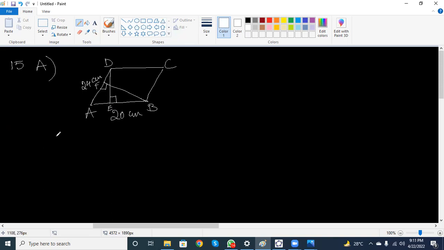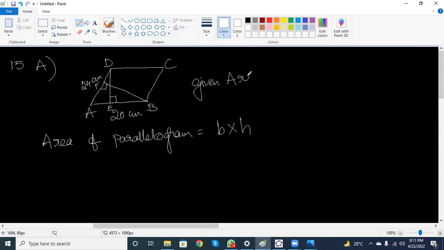We all know area of a parallelogram. What is area of a parallelogram? Area of a parallelogram is equal to base times height. They have given area is 480 centimeters square. Already area given, then why to write area of a parallelogram formula? We are using this as a clue and finding this height.